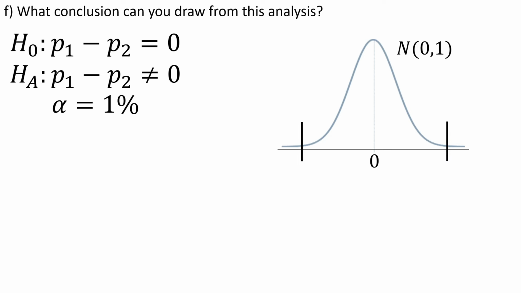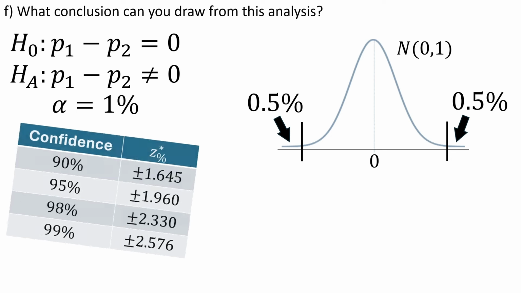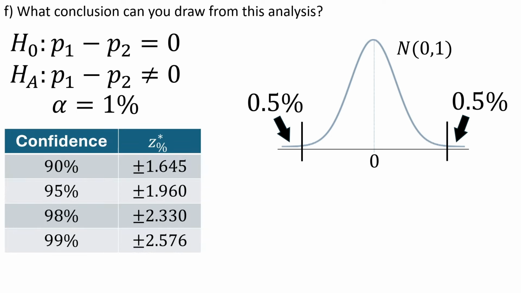We need two boundaries that put 0.5% into each tail, right? Because it's a two-tailed test, we're going to take that level of significance, that alpha, and divide it equally into the two tails. So we're going to put 0.5% into each tail. Looking at our table of critical values, which you will have on your formula sheet, you can see that to put 0.5% into each tail, we need to use the critical value for 99% confidence interval.